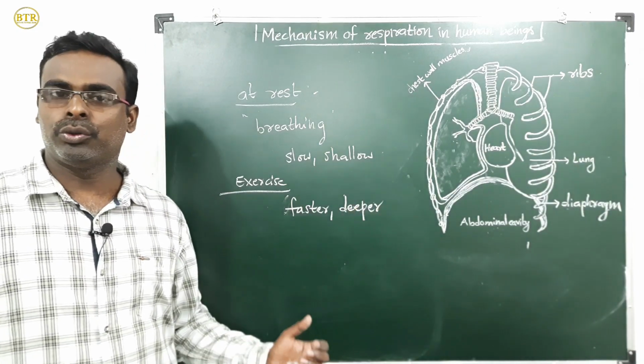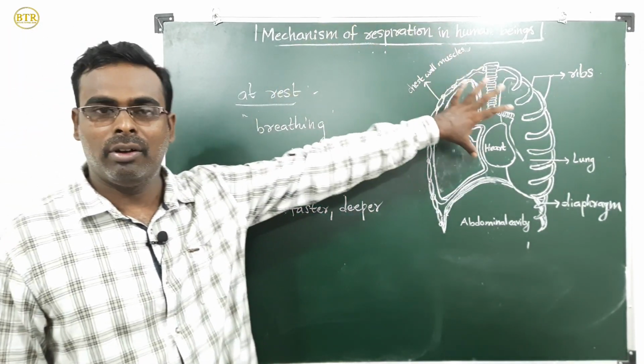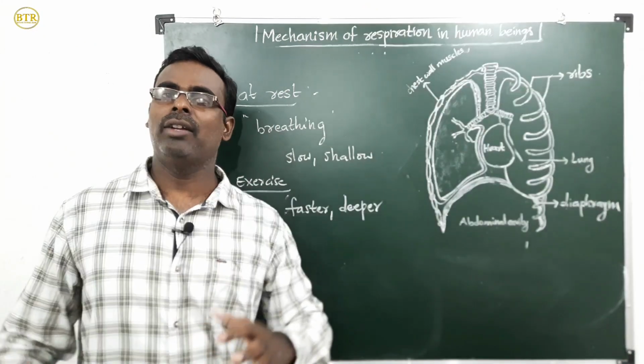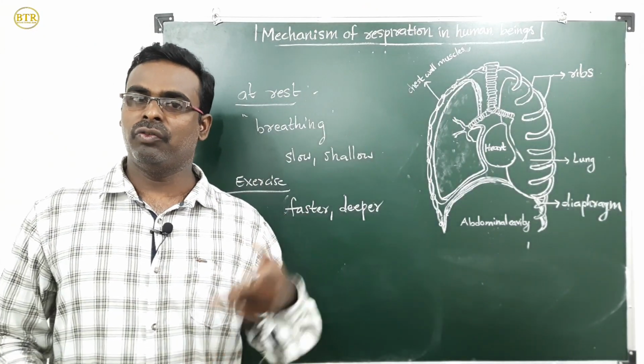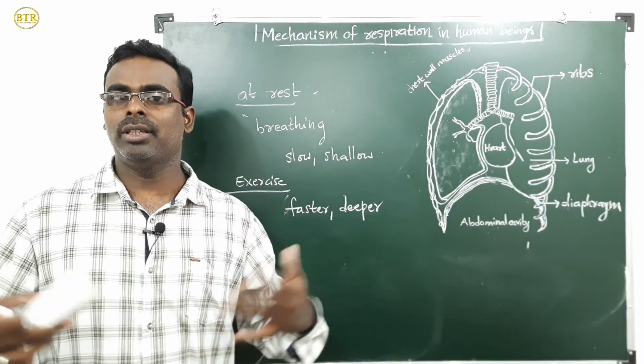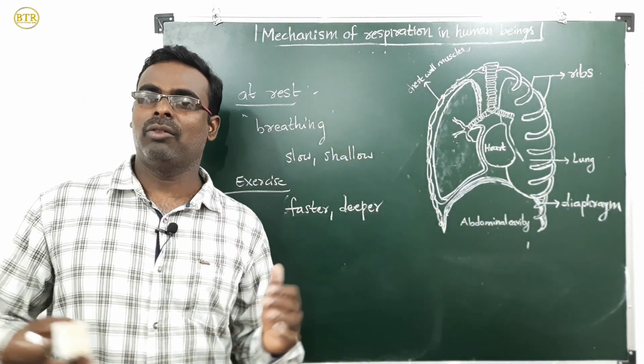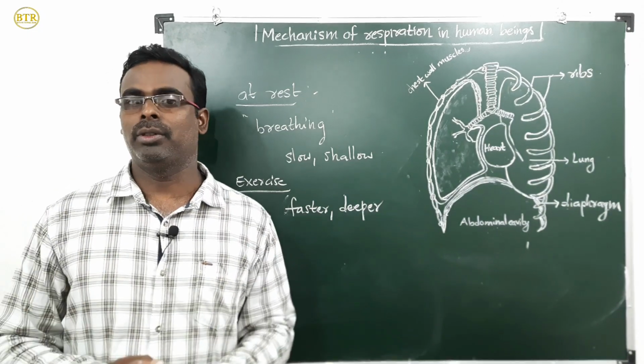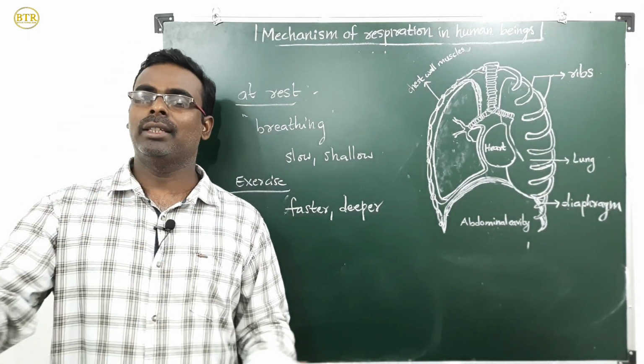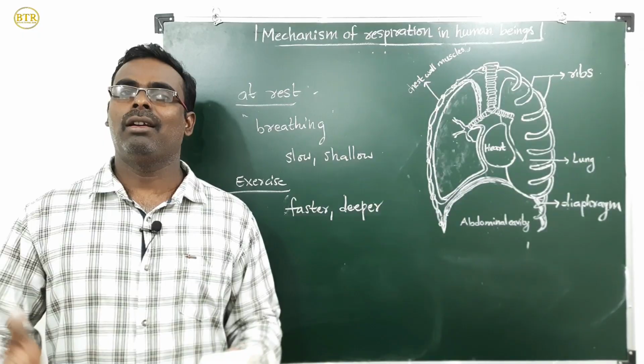Some nerves are connected with our respiratory system so that we can perform breathing. If we cut the nerves which are linked with the brain, what happens? Our breathing will stop. So that means breathing is under the control of the central nervous system.